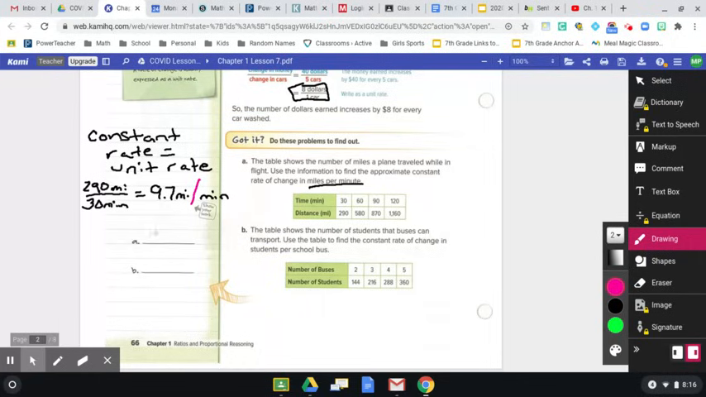So 580, oops, go back to black ink. So 580 divided by 60 minutes, and that's miles and minutes that we're looking at. And see if you get the same thing. 580 divided by 60, divide it out. 9.7 again.